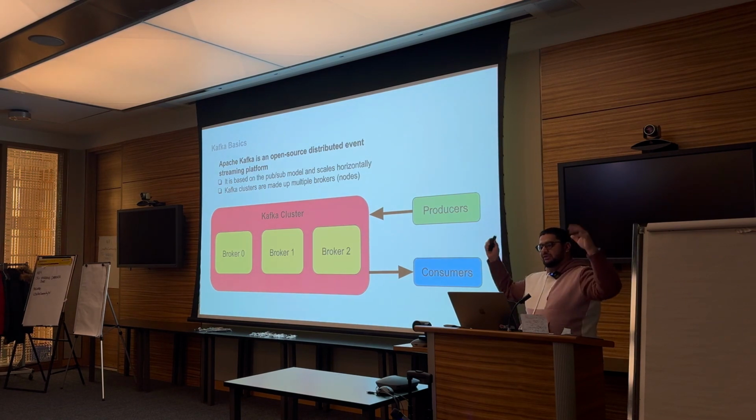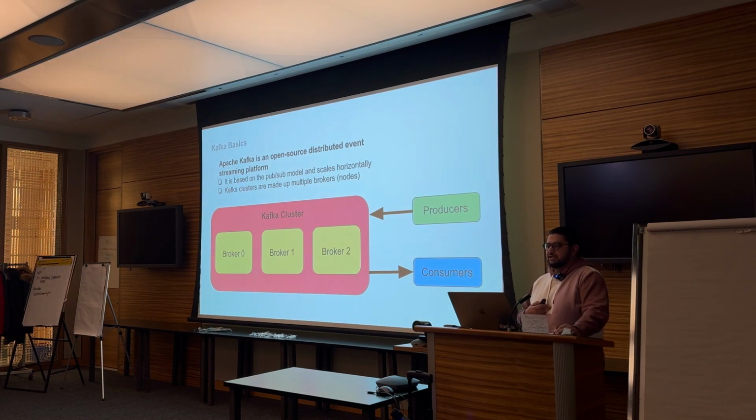So at the high level, Kafka is an open source distributed event streaming platform. It's something that we call a pub-sub model, which scales horizontally. That is, if I want to scale my cluster, I keep adding more brokers. As I said, Kafka clusters are made of multiple brokers.